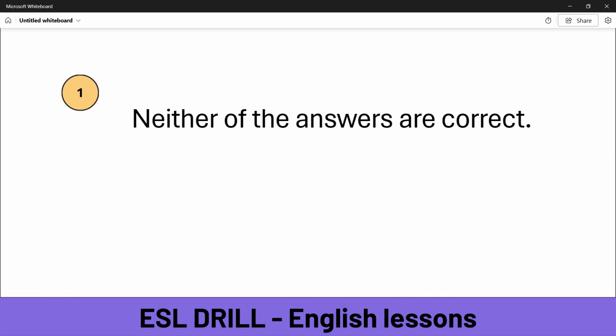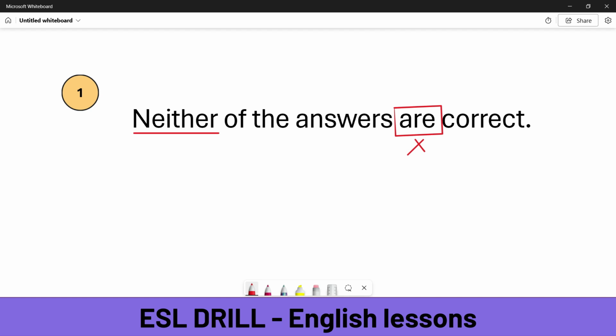Okay, the sentence says, "Neither of the answers are correct." Okay, what's wrong with this sentence? The problem is here. The sentence says, "Neither of the answers are correct." This is incorrect. Let's discuss why. The key word here in this sentence is neither.